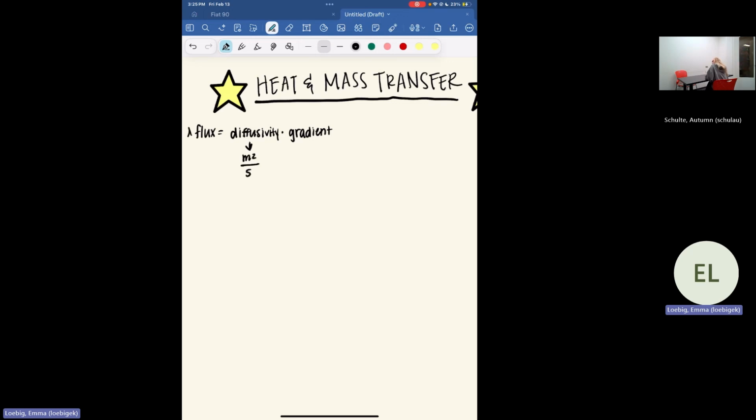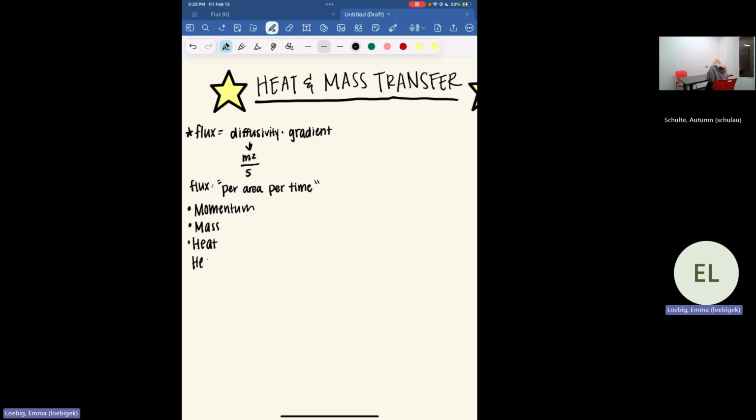Now let's talk about this term, flux. What is flux? Flux is simply the amount of something moving over a unit area per time. So the key thing to remember here is per area, per time. And as I said before, we are going to be discussing momentum, mass, and heat and their relationship.